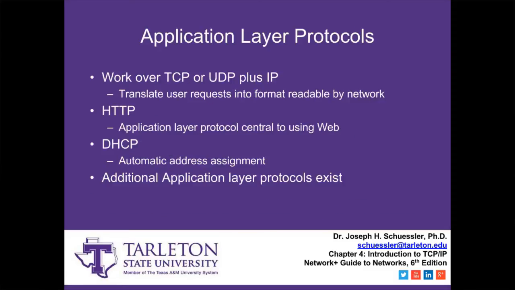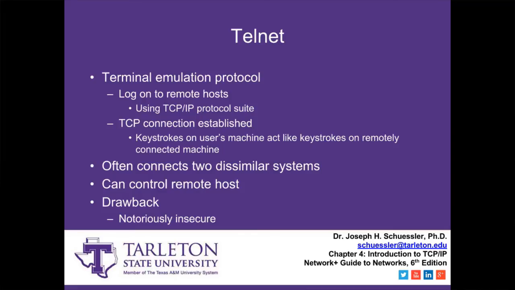The chapter finishes up talking about application layer protocols, and these work over TCP or UDP plus IP. These operate at the higher end of our protocol stack. These are closest to us, and these are the ones we're closer to dealing with. As I mentioned earlier, when we work with a web browser, we're typing in an HTTP address in most cases. So it's closer to us as an individual. DHCP is another example of an application layer protocol that automatically goes out there to obtain addresses. And there are other application layer protocols as well.